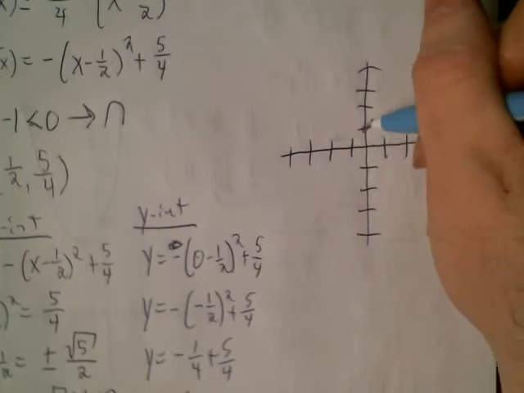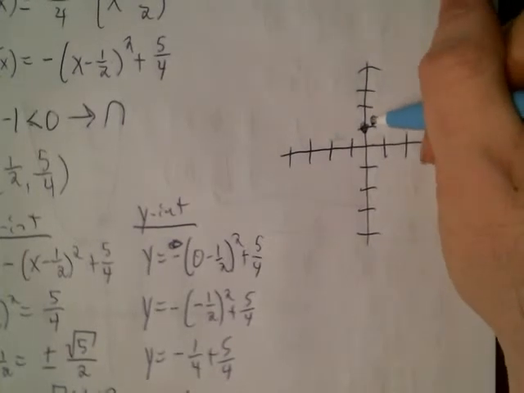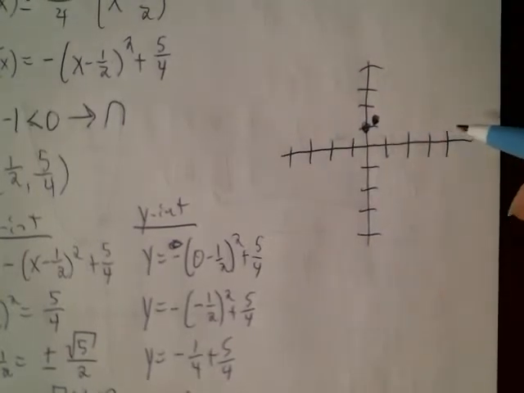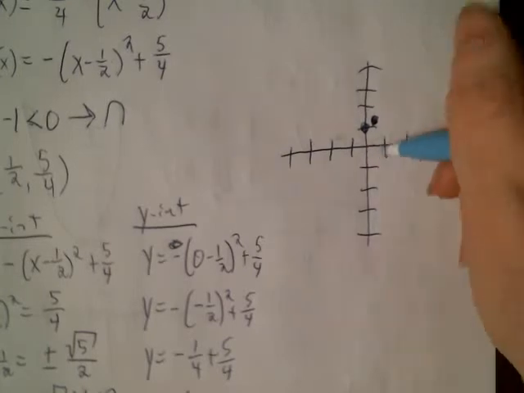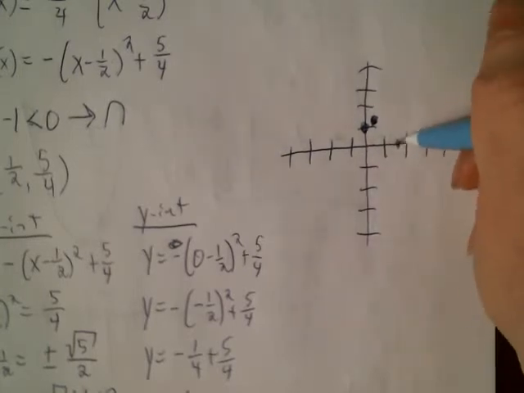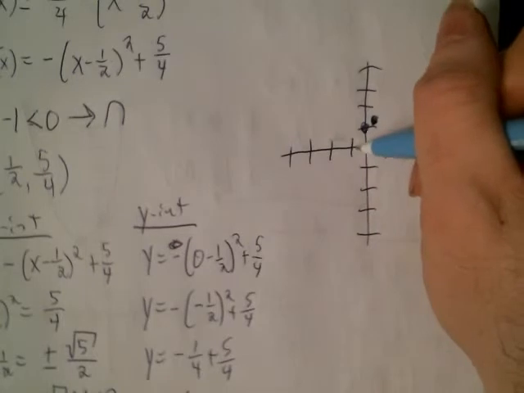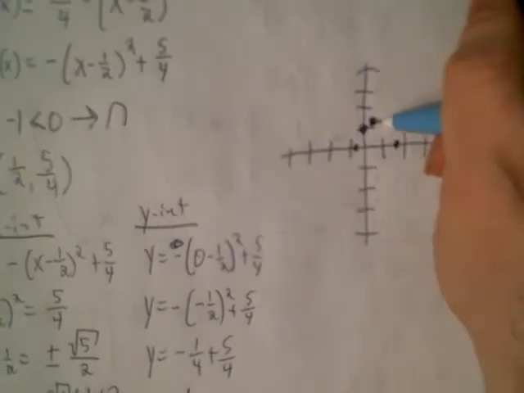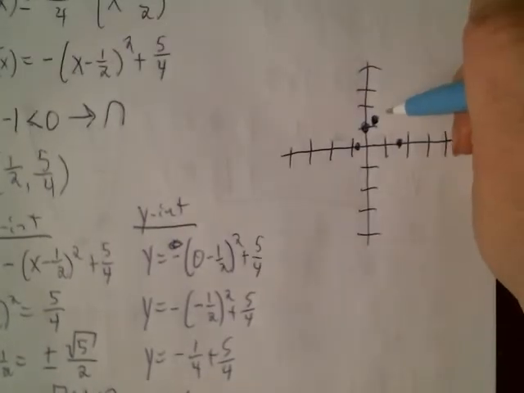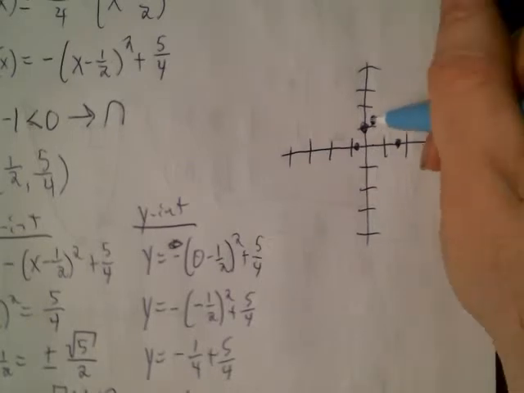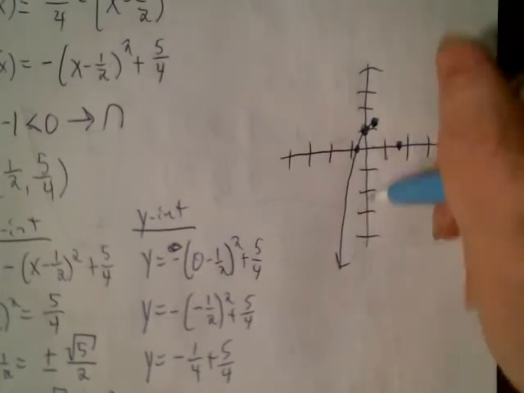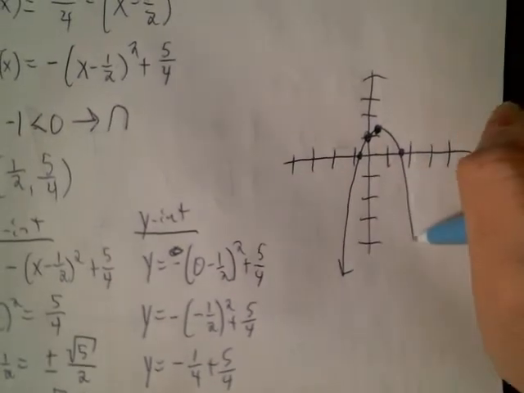The y-intercept is 0, 1. It's about right there. My x-intercepts are 1.6 something, and then negative 0.6 something, about right there. Connect the dots. There's my vertex right there.